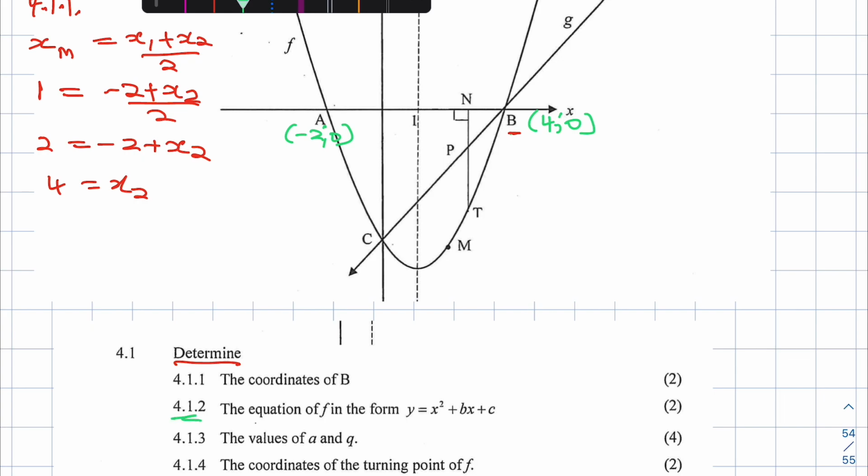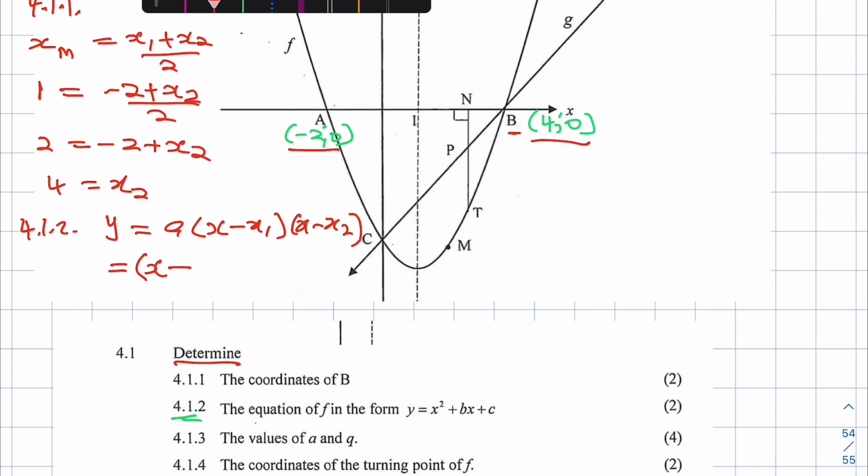And then determine the equation, that is 4.1.2. Determine the equation of f in the form of y equal to x squared plus bx plus c. So the fact that there is no coefficient of x squared here, there's no a, it means that our a is 1. So if you know the two x-intercepts, you're just going to write y is equal to a(x minus x1)(x minus x2). And as I said, a is 1, so we just have (x minus -2) and then (x minus 4), which is (x plus 2) and then (x minus 4).